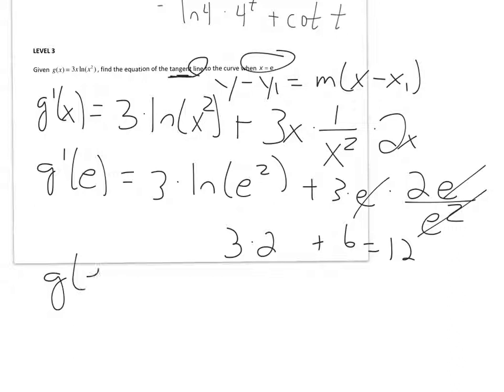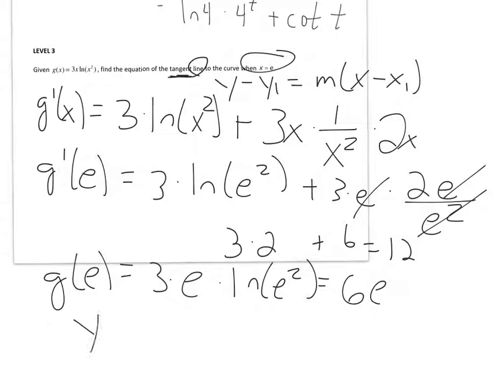I still need the y value, so I still need g of e, which will be 3 times e times the natural log of e squared, which again will be 3e times 2, or 6e. And now I have everything I need for my line. y minus 6e equals 12 times x minus e is my final answer.